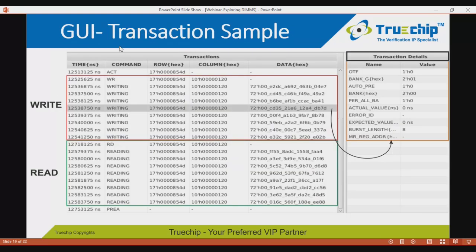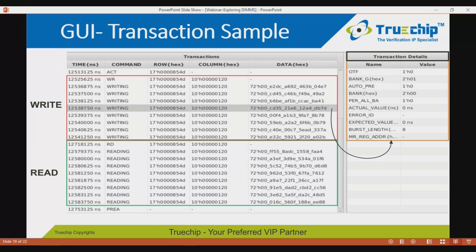Talking about the GUI model, the Truechip VIP comes with an inbuilt graphical user interface to enable easy debugging for the users. On the screen, you can see the sample transaction for read and write. The first column signifies the time when the write transaction was encountered, followed by the row and column addresses onto which the write has to be carried out. The last column of the transaction block shows the data that has to be written into the memory.